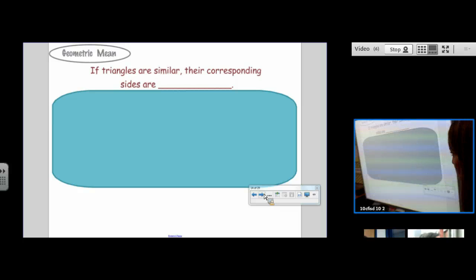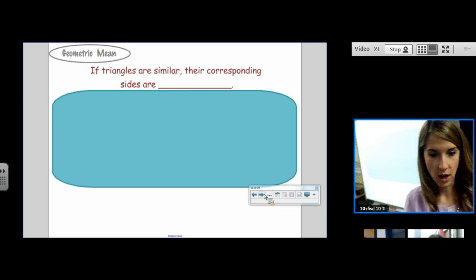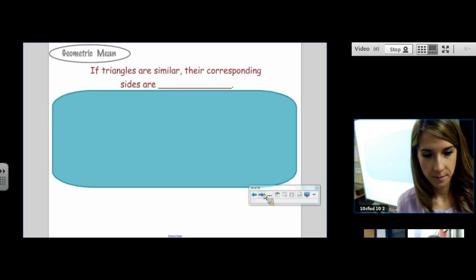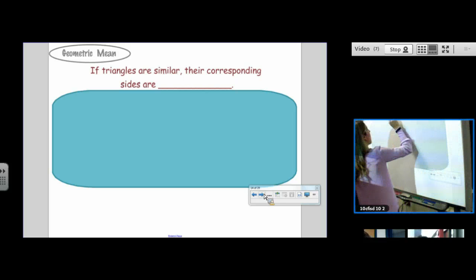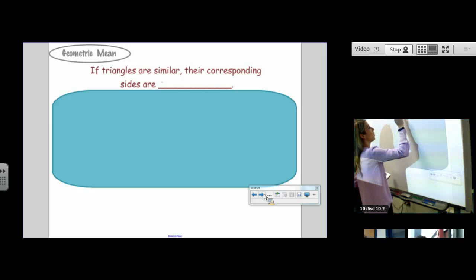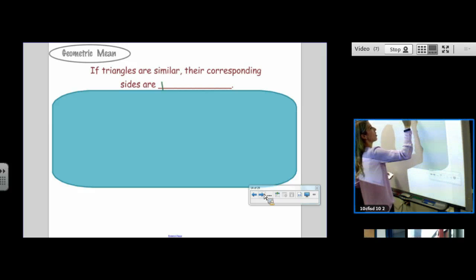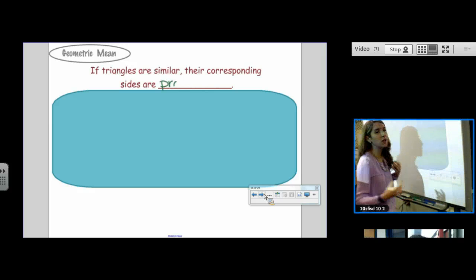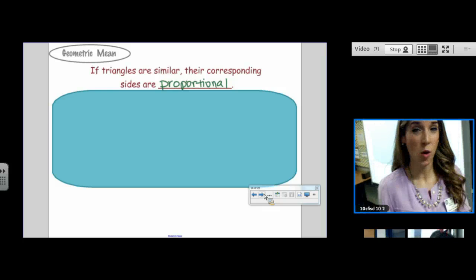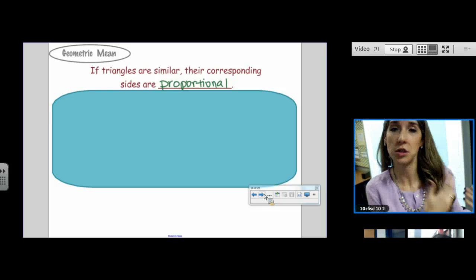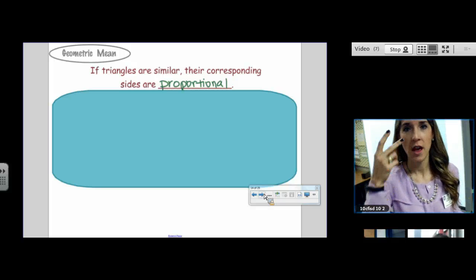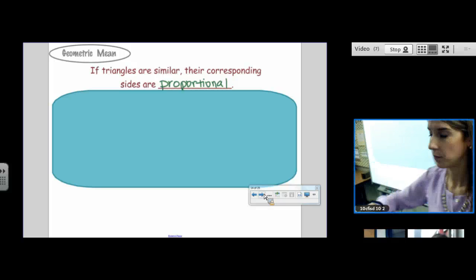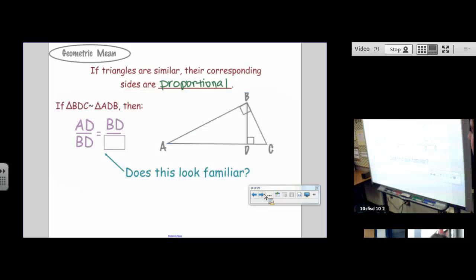If triangles are similar, then their corresponding sides are, Ariana? If two triangles are similar, then their corresponding sides are proportional. That is one of the building blocks. That is the foundation to this whole unit. If two triangles or two polygons are similar, their angles are congruent, their sides are proportional. Angles congruent, sides proportional.